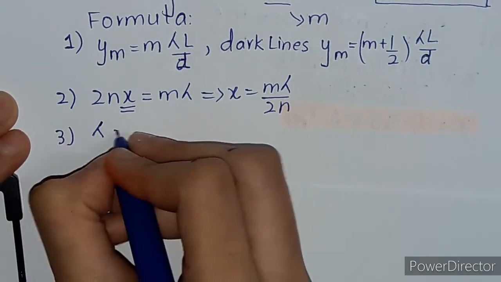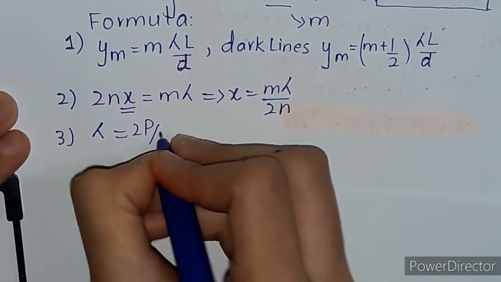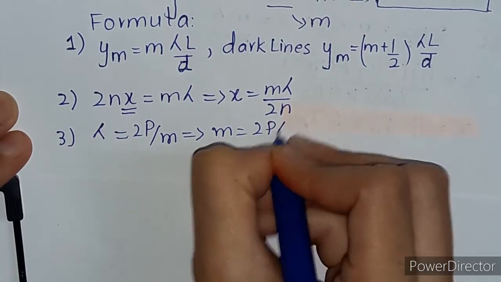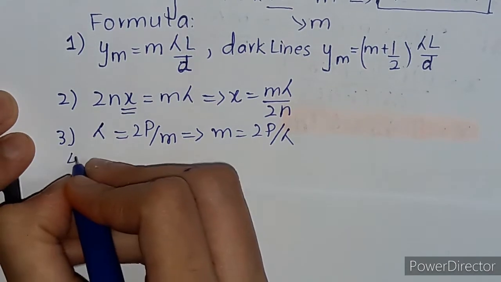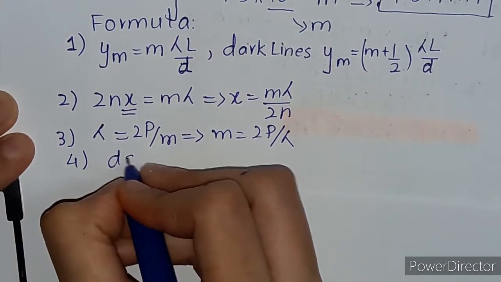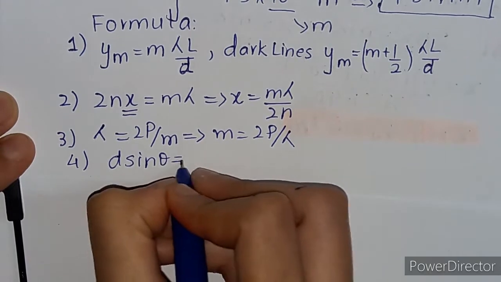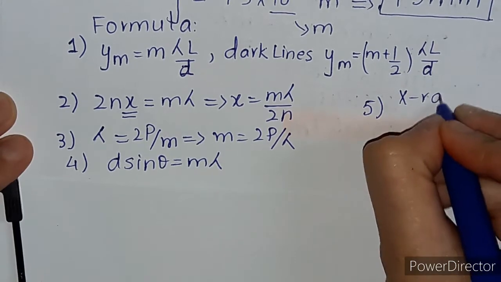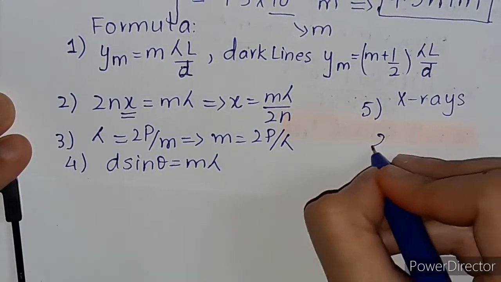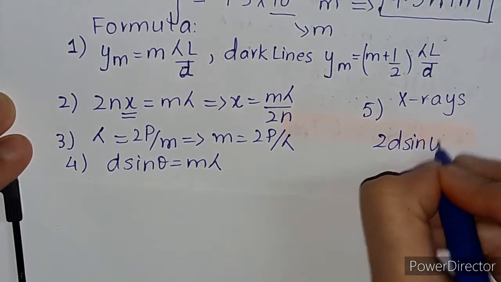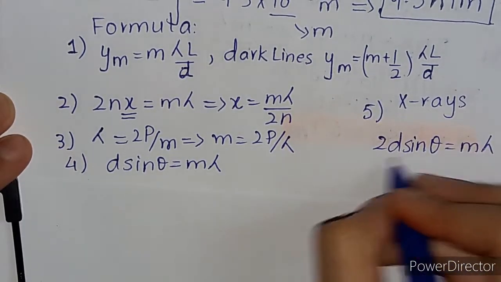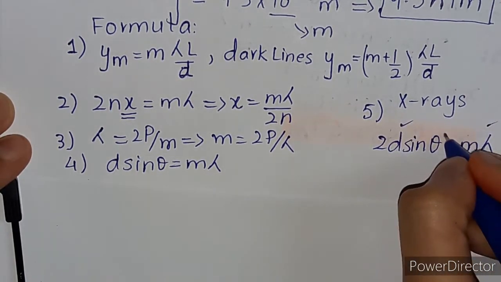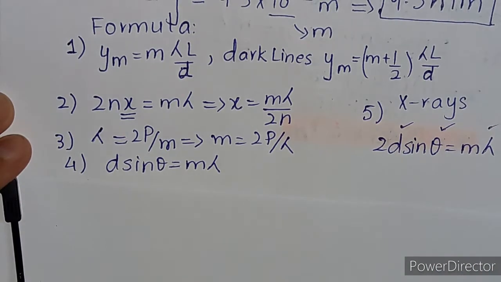And the third formula, lambda is equal to 2p divided by m. We have to find the value of m, so m is equal to 2p divided by lambda. The fourth formula is d sine theta is equal to m lambda. And the fifth formula, for x-rays, is 2d sine theta is equal to m lambda. So in different questions we have to find first lambda, then d, and then the value of theta. We can find everything from these formulas.